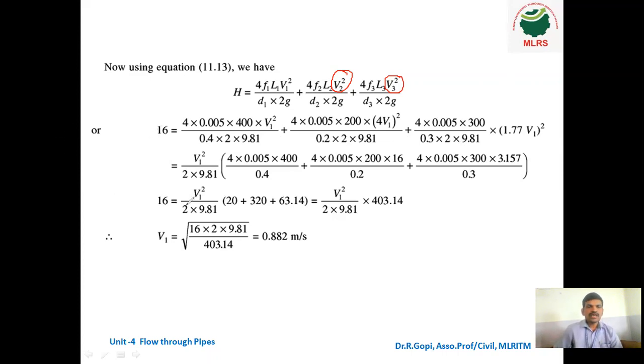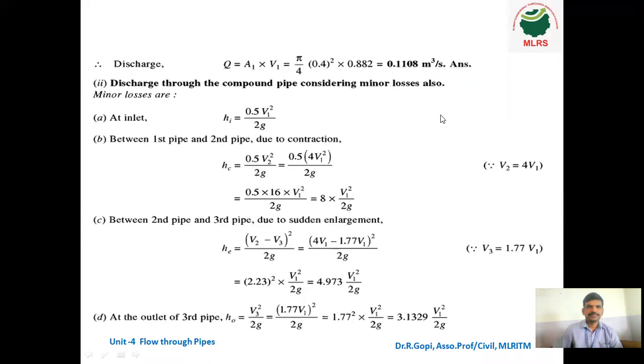So from this we can simplify the equation. V1 we got 0.882 meter per second. So the velocity of pipe 1 is 0.882. Once you have found V1, V2 and V3 we can easily find. That is the next step.